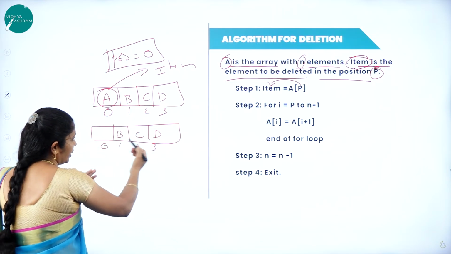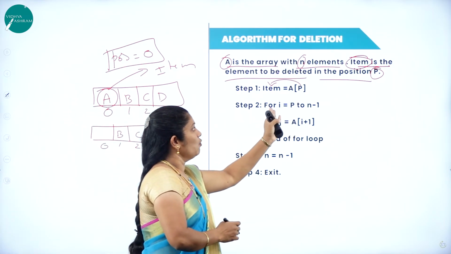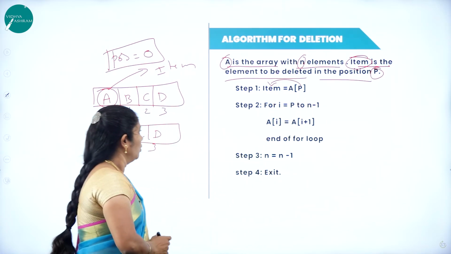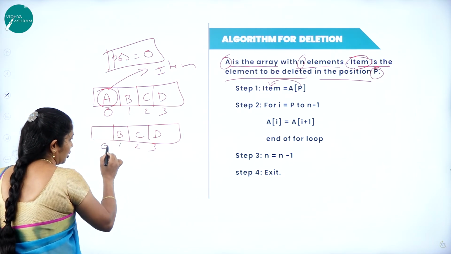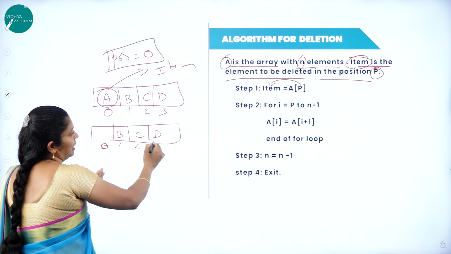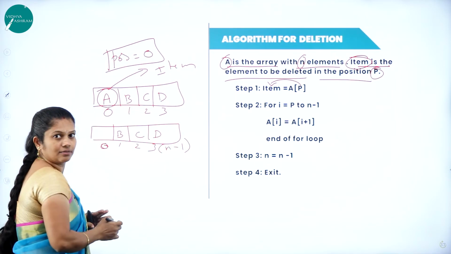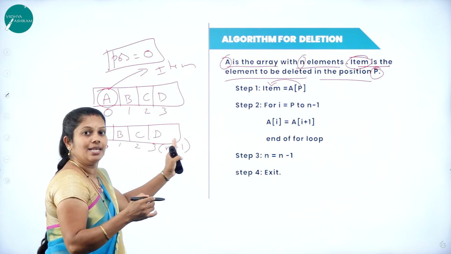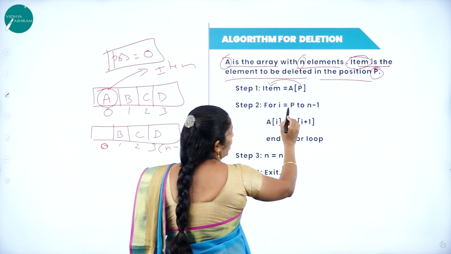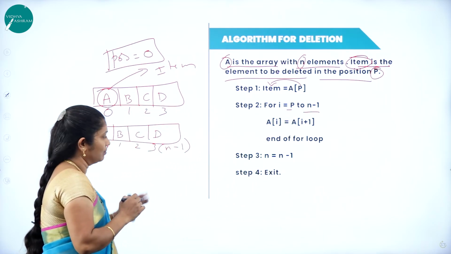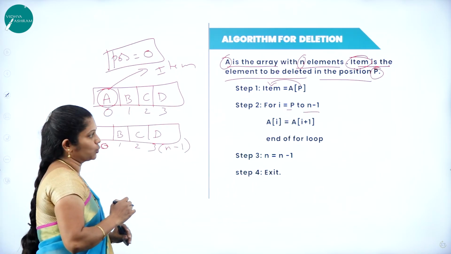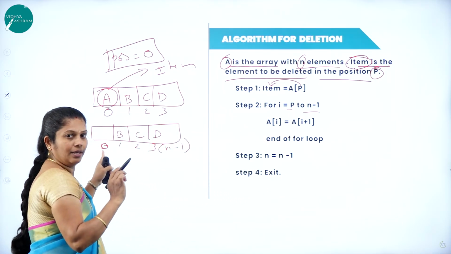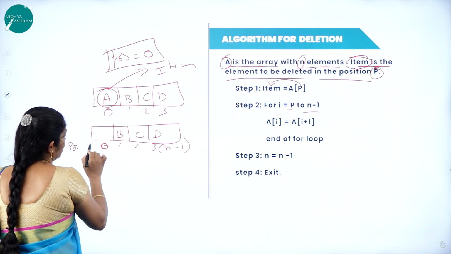Then afterwards, shifting has to take place. While shifting, we have to mention I equals position to n-1. From the place where I deleted, from that place till the last position, for I equals position to n-1. Whatever I represents is the position. For example, here in this case, position represents 0.